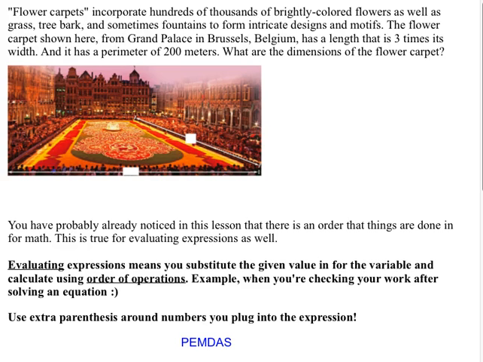Flower carpets incorporate hundreds of thousands of brightly colored flowers, as well as grass, tree bark, and sometimes fountains to form intricate designs and motifs. The flower carpet shown here from the Grand Palace in Brussels, Belgium, has a length that is 3 times its width, and it has a perimeter of 200 meters. They want to know what the dimensions of this giant flower carpet are. So they're describing things in words, and we need to turn that into a mathematical equation.